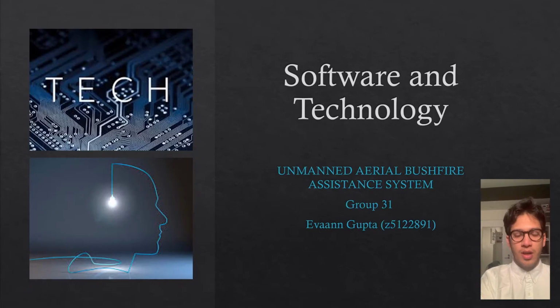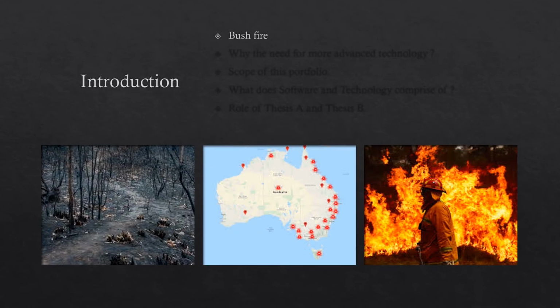Thank you, George. Hi, my name is Ivan, and my section is Software and Technology, and I'll be going through different sections of my portfolio regarding the same. Bushfires are an annual occurrence in Australia and have caused a loss of $100 billion, along with the lives of many animals and the balance of ecosystems over the vast expanse of Australian forests and coastline.